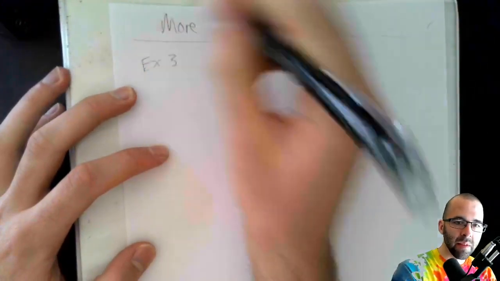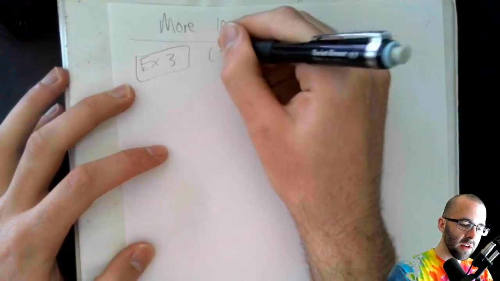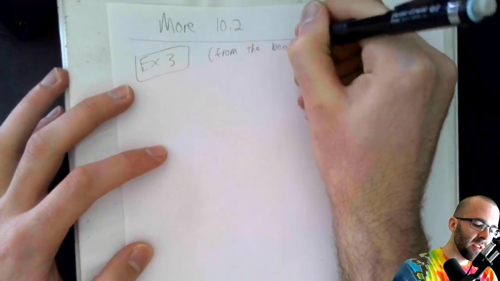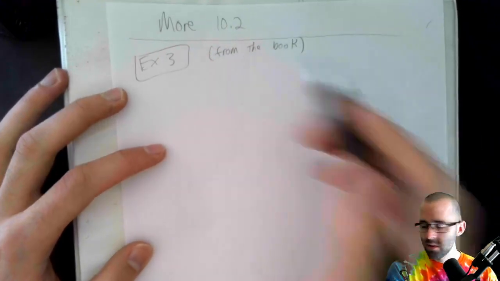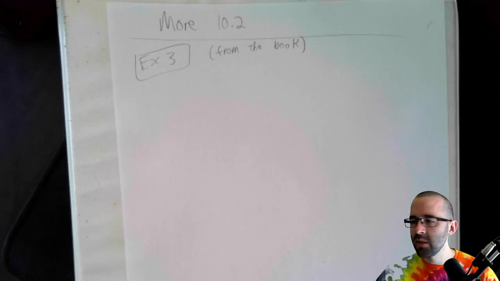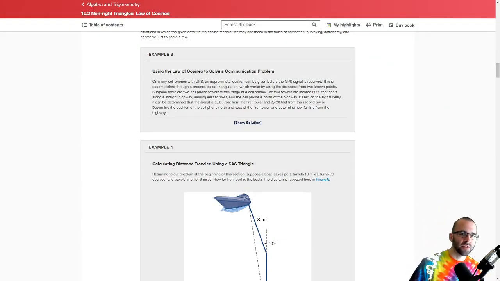Okay, so example 3, what we're going to do right here. This is going to be from the book. And I'm not going to write it all down because it's pretty long. So if you're following along and making your own notes, which is good, just write "from the book" right now because you're not going to have time to write this all out. We're just going to look at it together and see what we have here. So example 3, using the law of cosines to solve a communication problem.